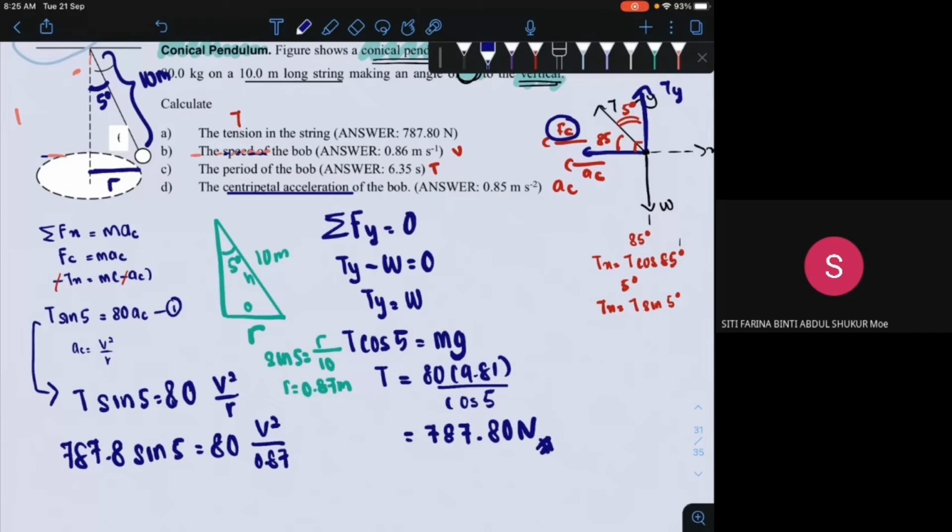So you can now press your calculator, do your max. Awak akan dapat 0.864 as your velocity here, speed of the ball. So dah dapat V dekat sini. Are we all good? Yes, Miss.